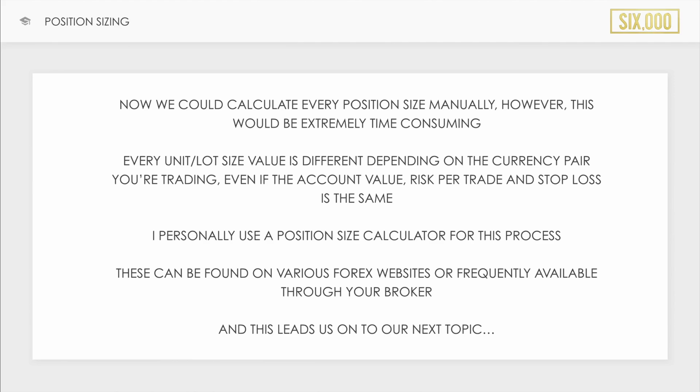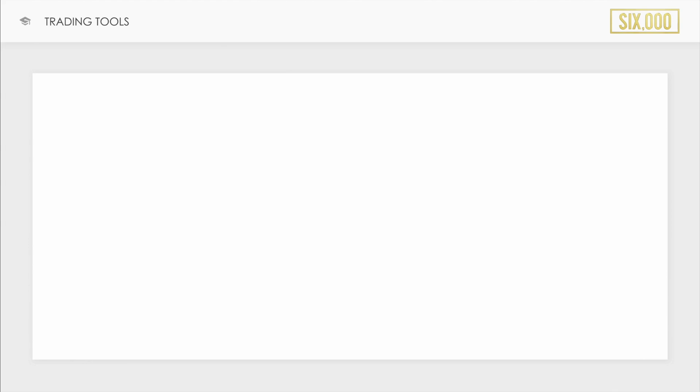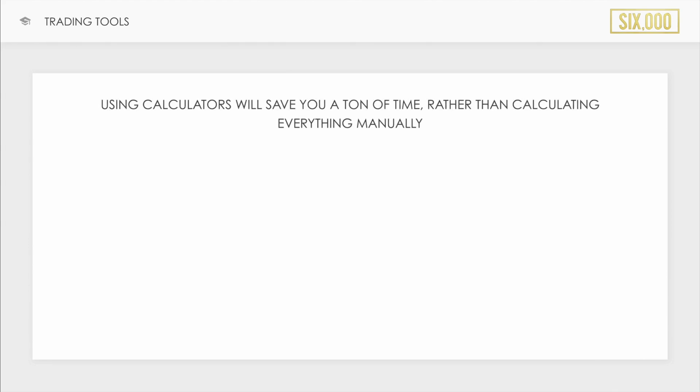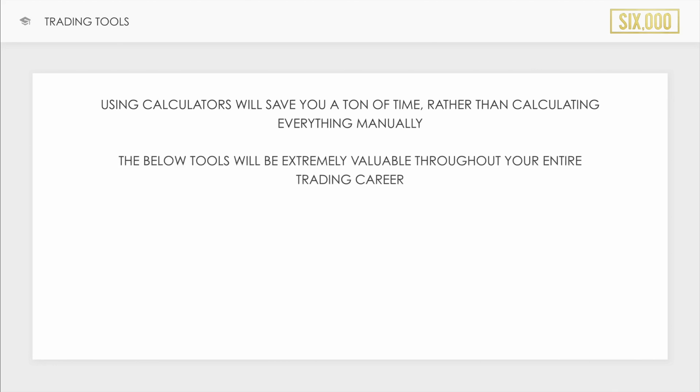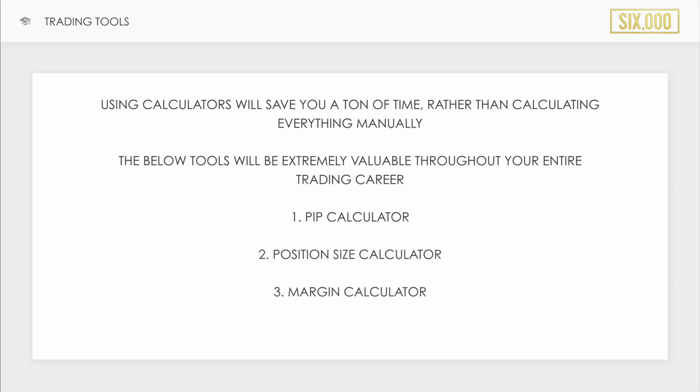And this leads on to our next topic for today, which is trading tools. Now, using calculators, as I've mentioned multiple times now, will save you a ton of time rather than doing everything manually. And the below tools will be extremely valuable throughout your entire trading career. So as mentioned, if your broker doesn't offer these kind of calculators, we do have other calculators we can use. The first one is a pip calculator. The second one is a position size calculator. And the third one is a margin calculator. And all of the links for these calculators are below today's module.